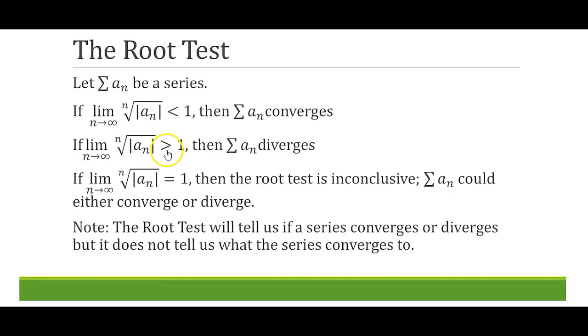If that same limit is greater than 1, then the infinite series diverges. And if that limit is equal to 1, then the root test is inconclusive, and that infinite series could either converge or diverge. This is very similar, obviously, to the conclusions for the ratio test. And another similarity is that the root test will tell us if a series converges or diverges, but it does not tell us what the series converges to.